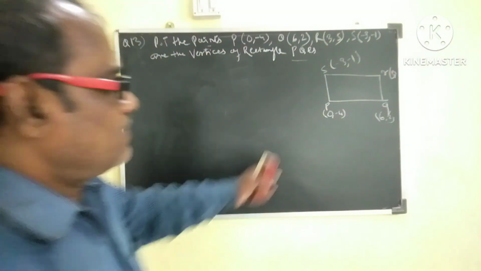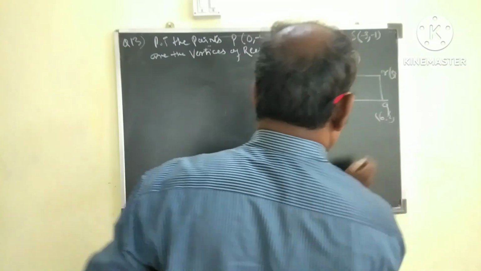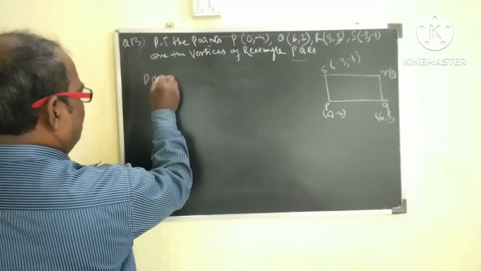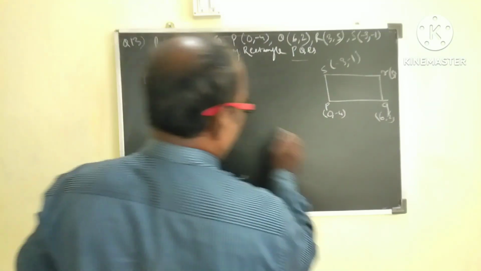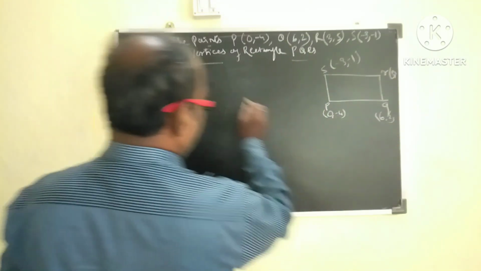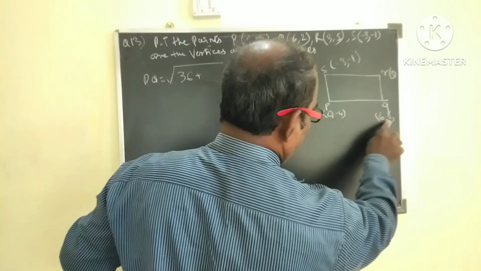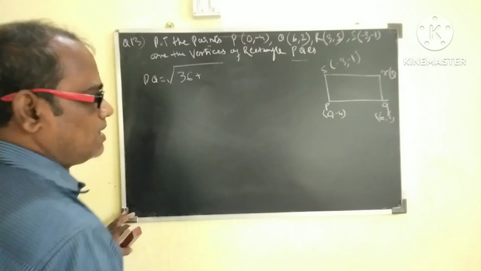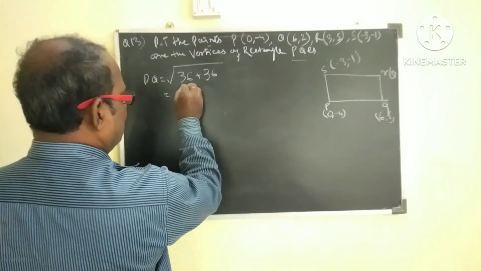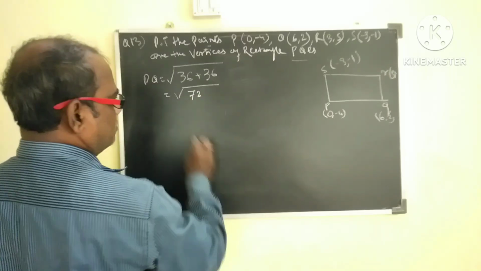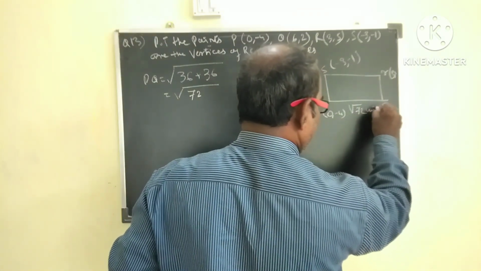So now first we will find out the distance of PQ and SR. So PQ is equal to root over 0 minus 6 whole square, that is 36, plus minus 4 minus 2, that is minus 6 whole square, 36. This is equal to root 72. So we write here root 72 units.